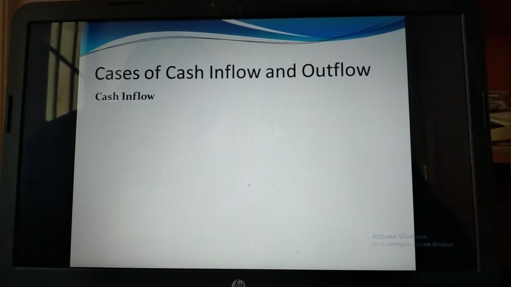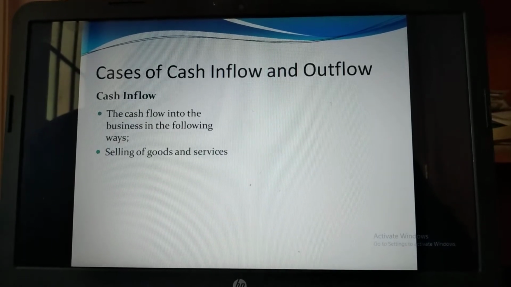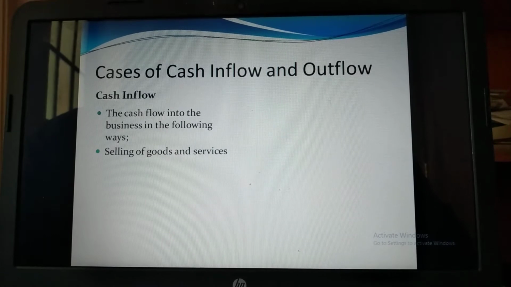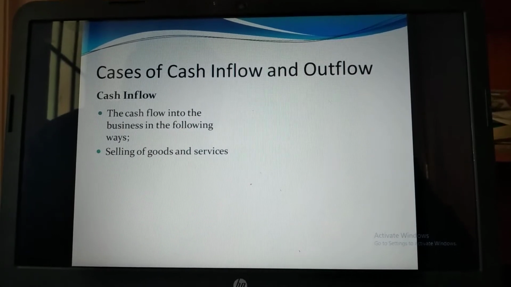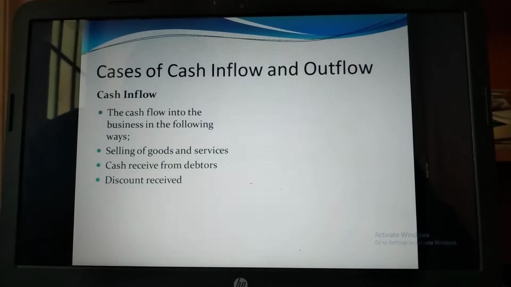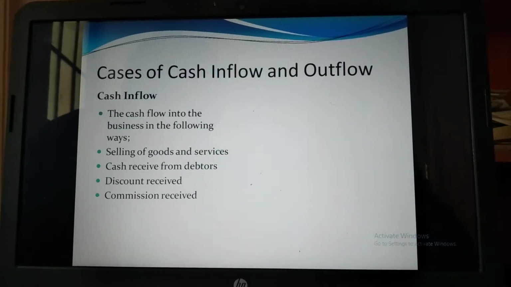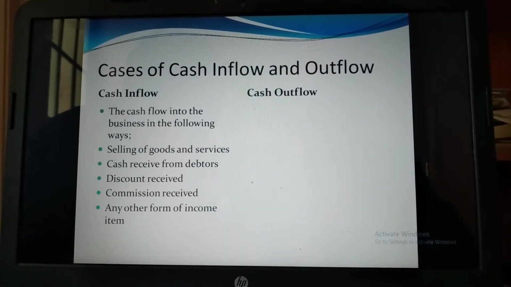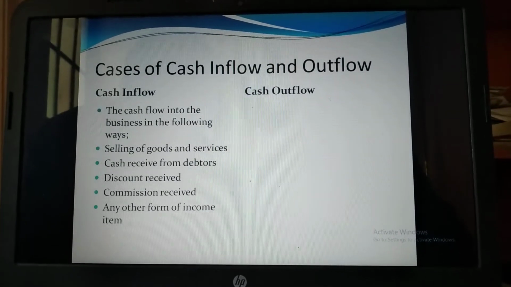Cash inflow. The cash flows into the business in the following ways. 1, selling of goods and services. 2, cash received from debtors. 3, discount received. 4, commission received. 5, any other flow of income item.